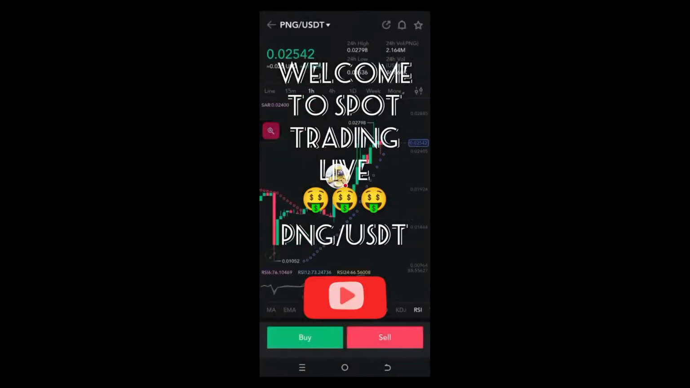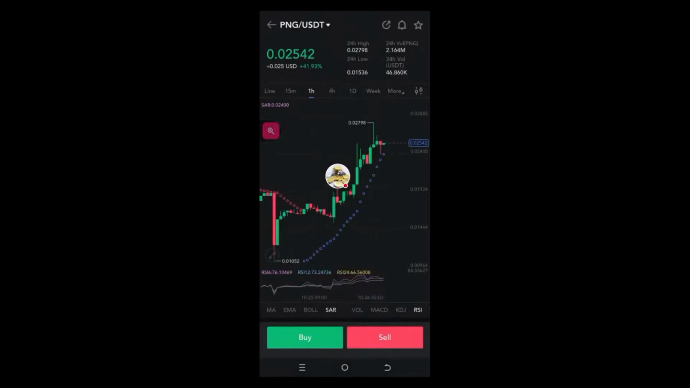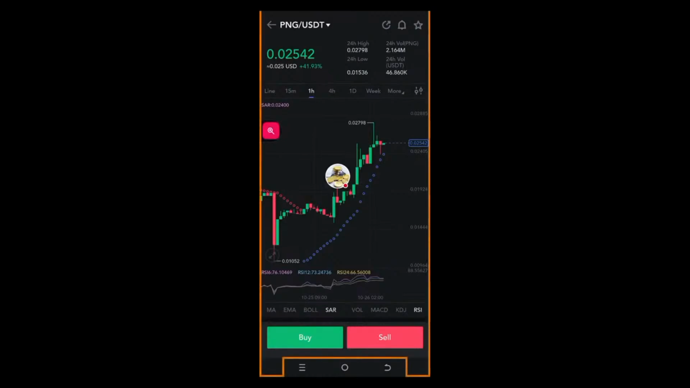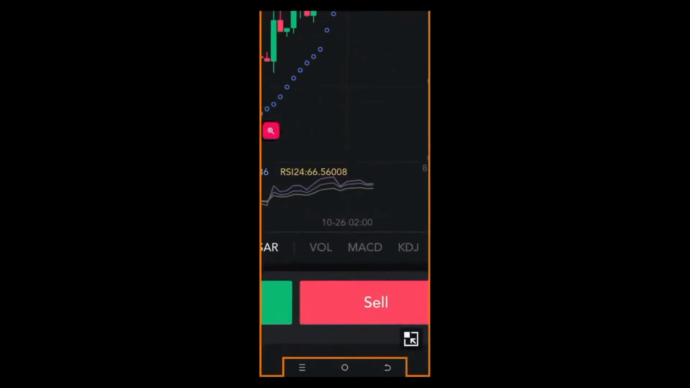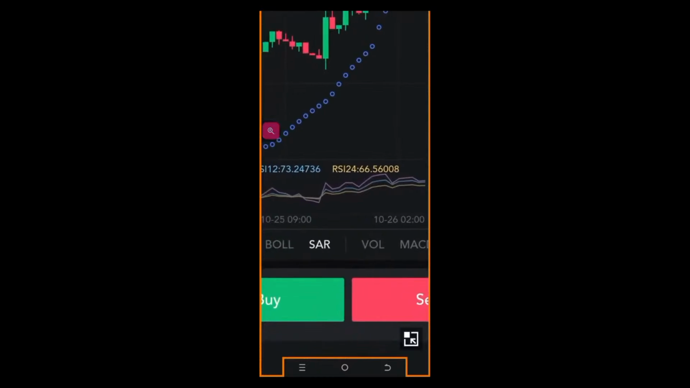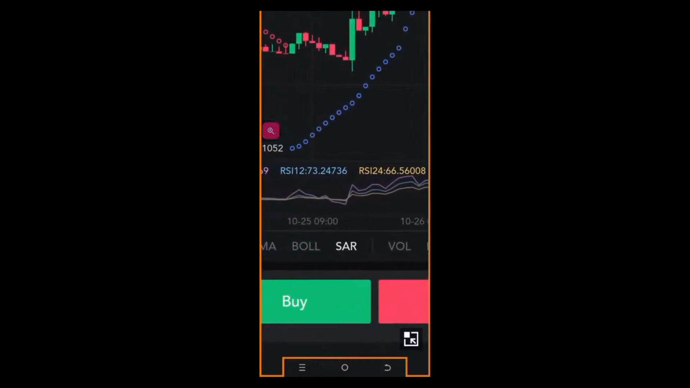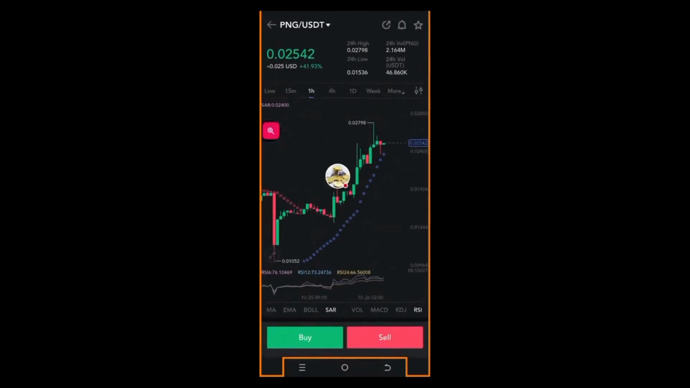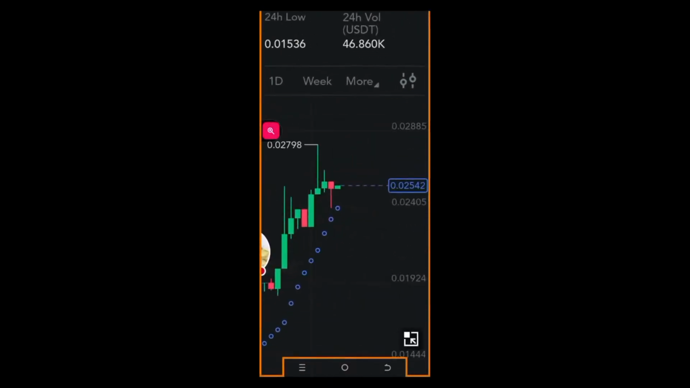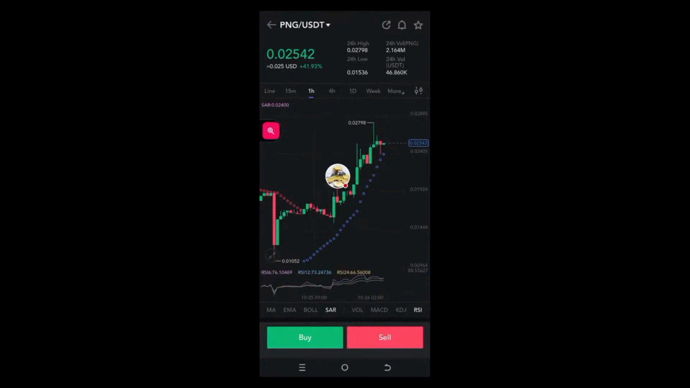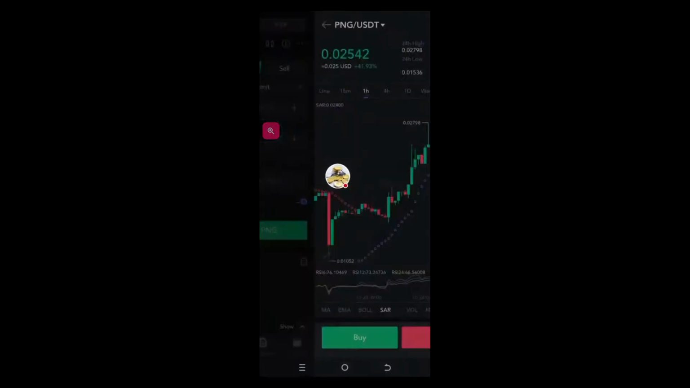PNG. Okay, maybe I'll look at this PNG. It looks like it's still in pump mode. And let's check RSI. RSI looks like it's still going up. Okay, let's check it out. Let's try this one out. I hope we won't waste too much time here. But it looks like it's still in pump mode. You can see that it's still going up. Well, it had a little pullback, but let's hope that this will be good.